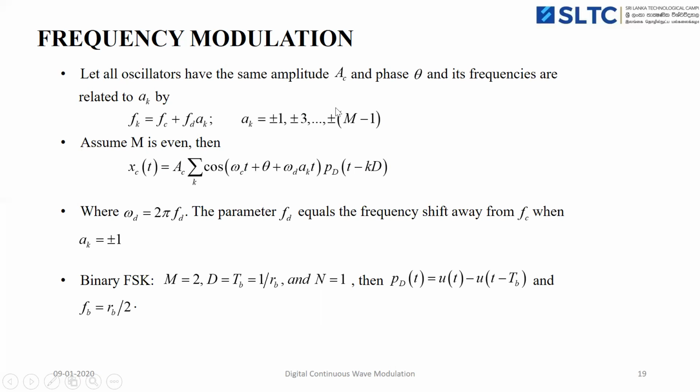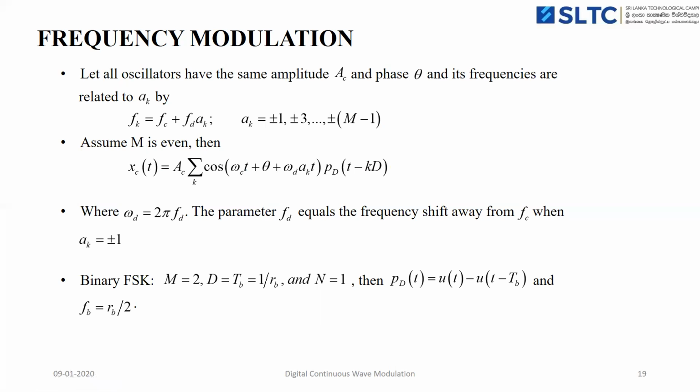Let the number of levels M be an even number, then we can write the mathematical expression for the frequency modulation. In this carrier waveform, that is cos(omega c t plus theta), the omega d Ak term ensures the frequency modulation. Here omega d equals 2 pi fd. The parameter fd equals the frequency shift away from the carrier frequency. So the frequency shift of the carrier frequency depends upon the amplitude levels Ak equal to plus or minus 1.